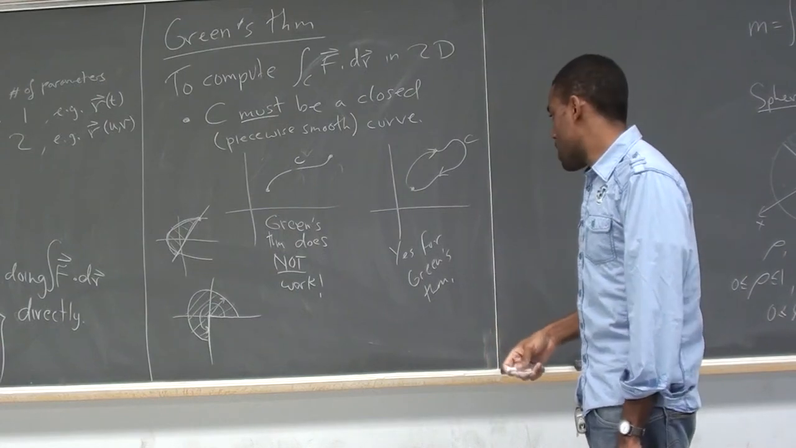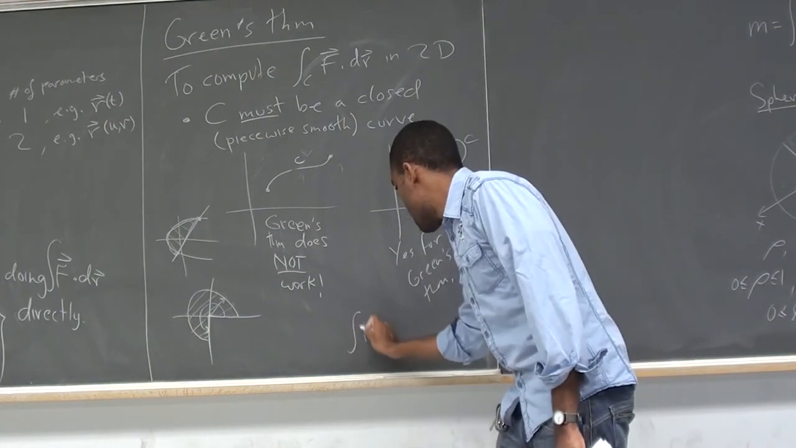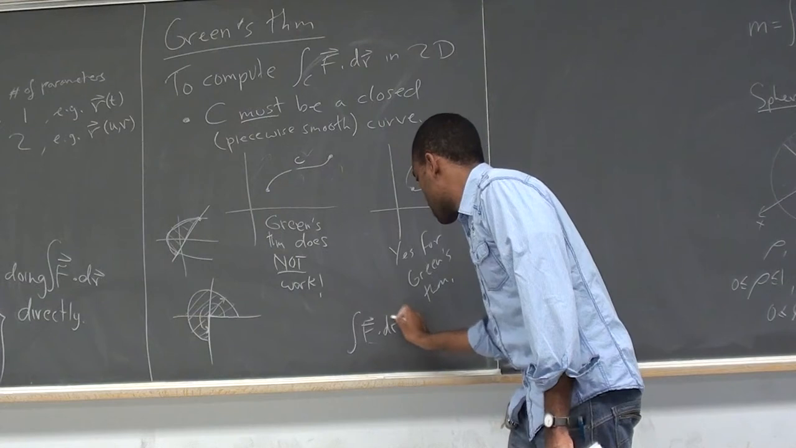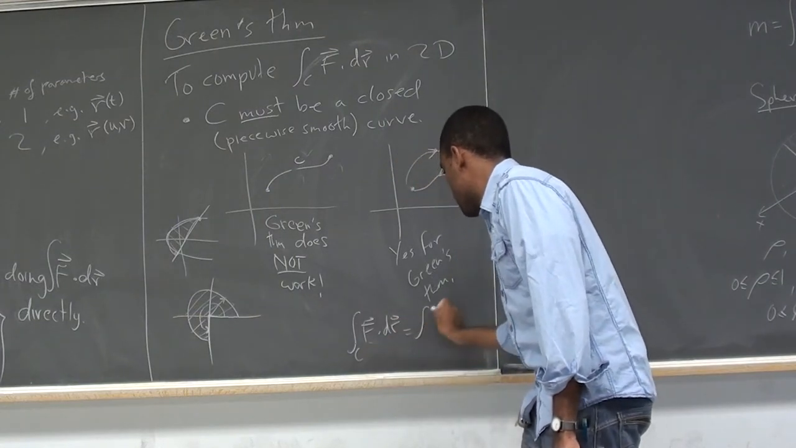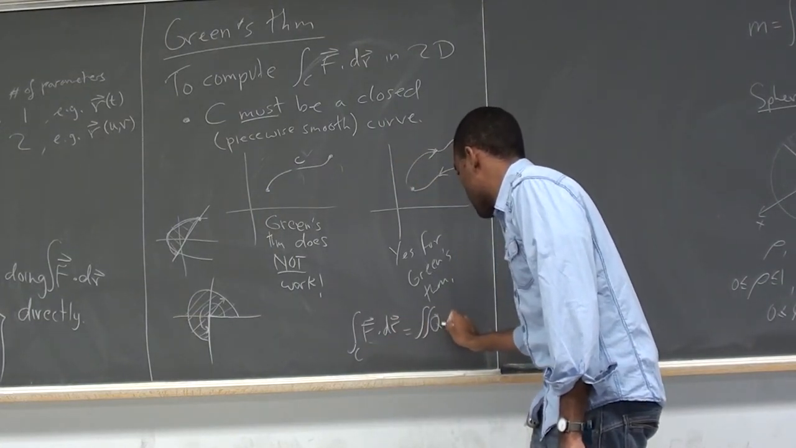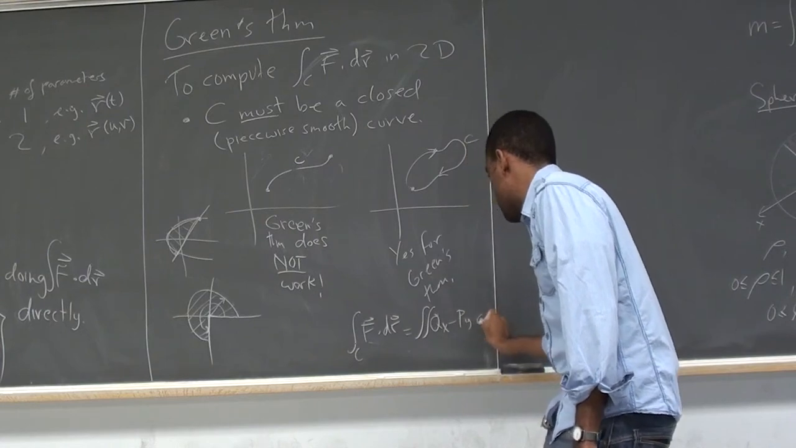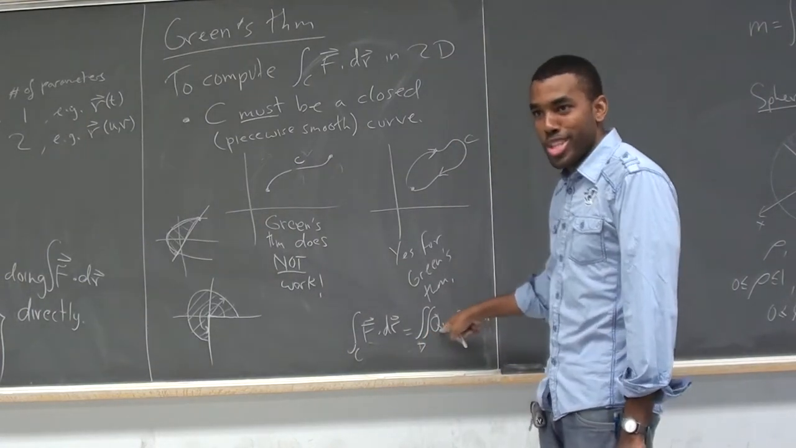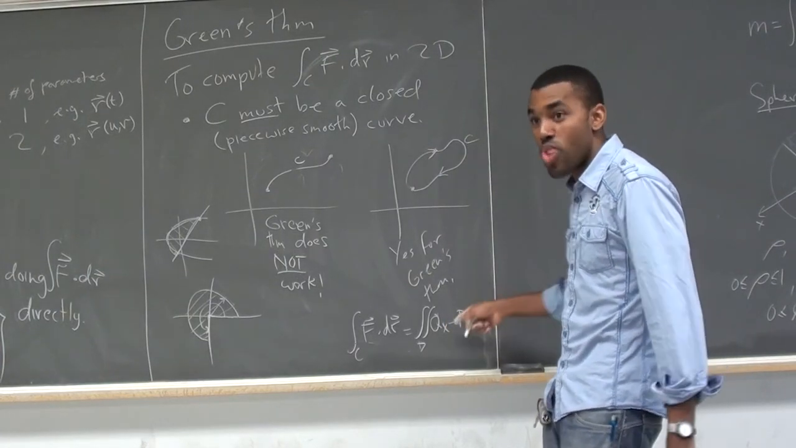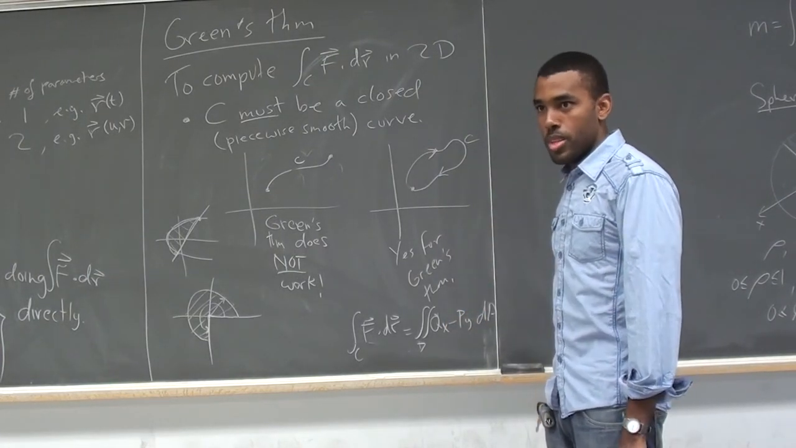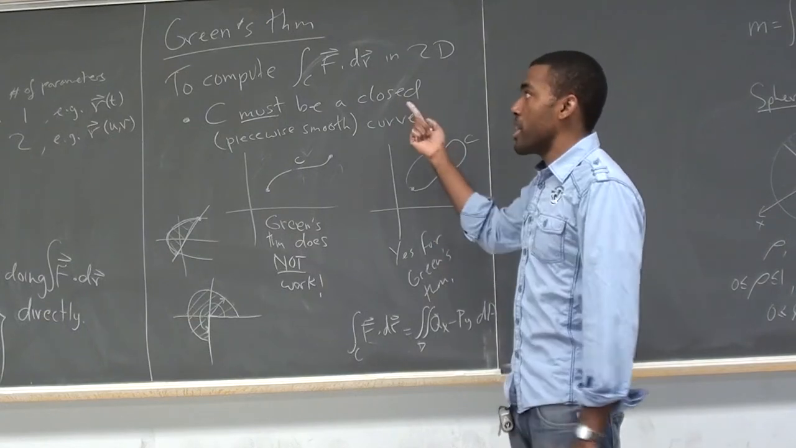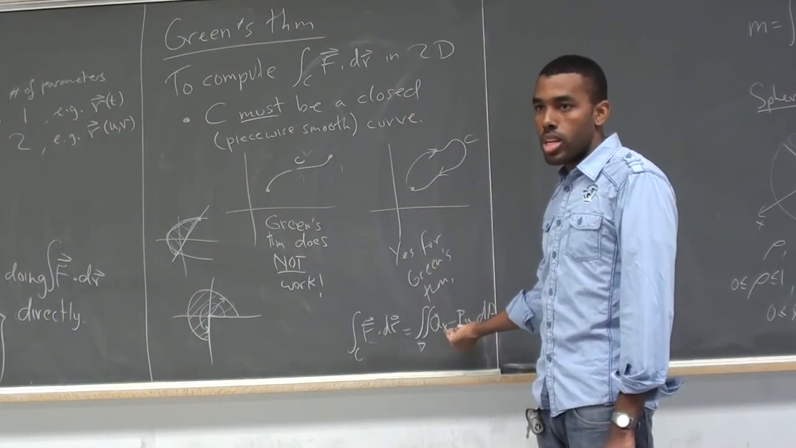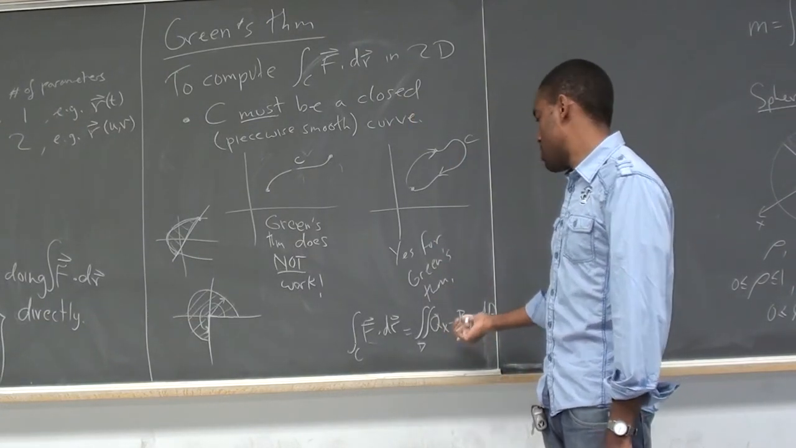Because Green's theorem would say that the integral of F dot dr is equal to the double integral of Qx minus Py dA. Conservative means Qx and Py are actually the same thing, so right away you get 0. So if you thought of doing this by Green's theorem, then you immediately get 0 here, and odds are your function will be conservative, but it doesn't matter.